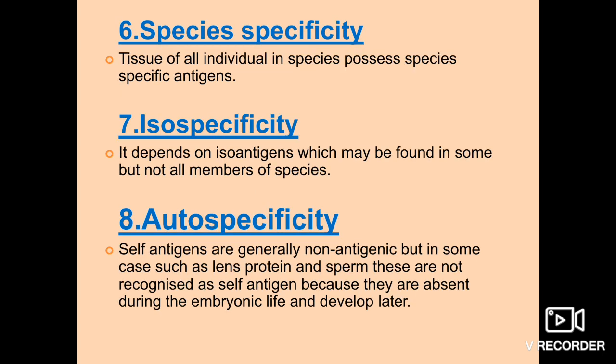Species specific: tissues of all individuals in a species possess species specific antigens. It depends on isoantigens. A species may be grouped on the basis of the presence of isoantigens in its members, for example, blood grouping, which depends on erythrocytic antigen.